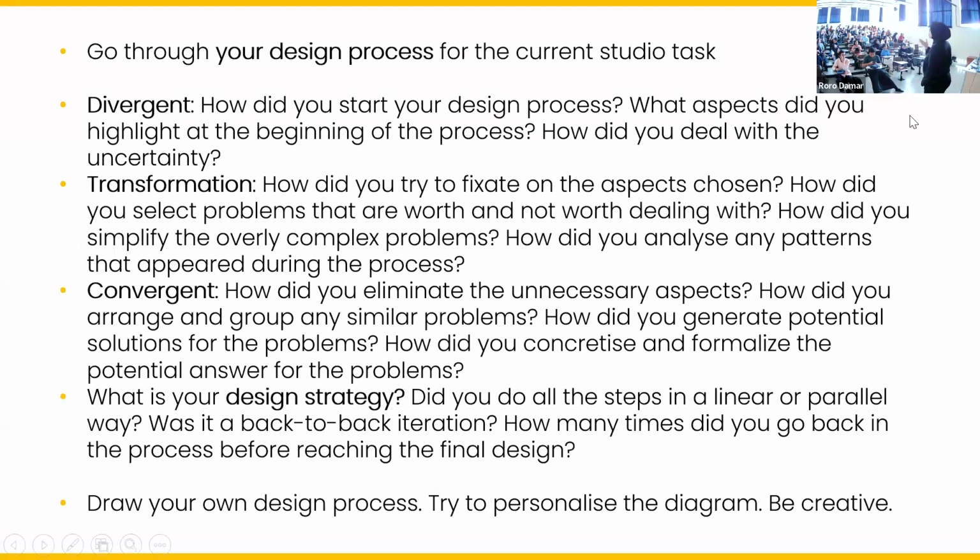So I want you to go through your design process so far. Whatever it is, it can be a big one like a whole project or just a small one like what you did in the toilet sign. Let's see the divergent part, divergent, convergence, and then ask: how did you start your design process? What aspect did you highlight at the beginning? How did you deal with the uncertainty? And then transformation: how did you fix the aspect, how did you choose, and how did you group and categorize which one is worth it?